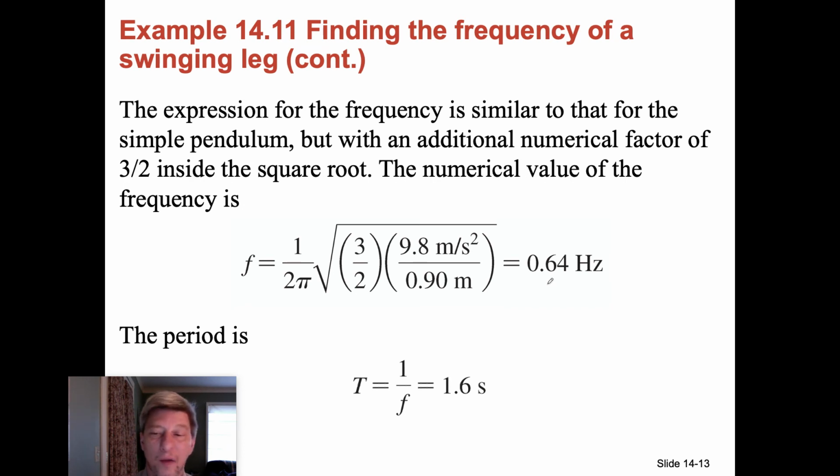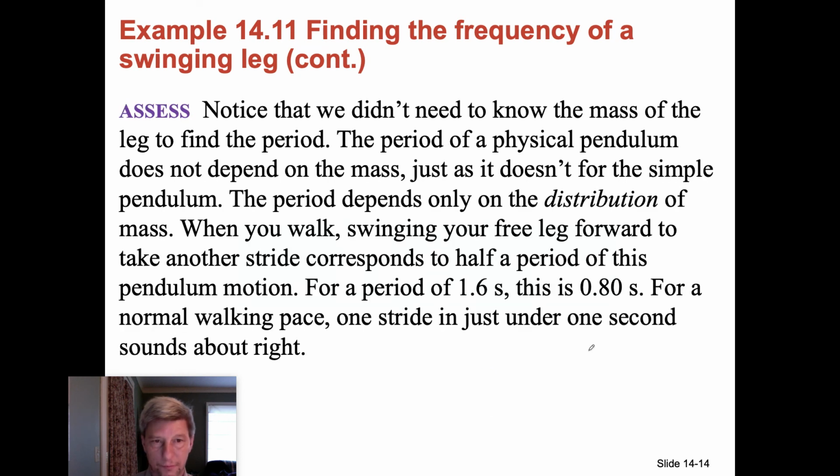Okay. Now, if the frequency is 0.64, we take the inverse of that and find a period of 1.6 seconds. Notice that we didn't need to know the mass of the leg in order to find the period. The period of the physical pendulum does not depend on the mass, just as it doesn't for the simple pendulum. The period depends only on the distribution of the mass.